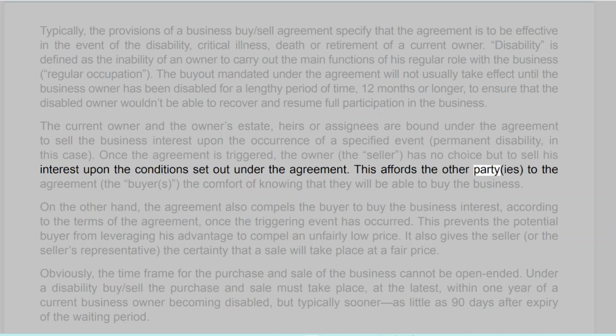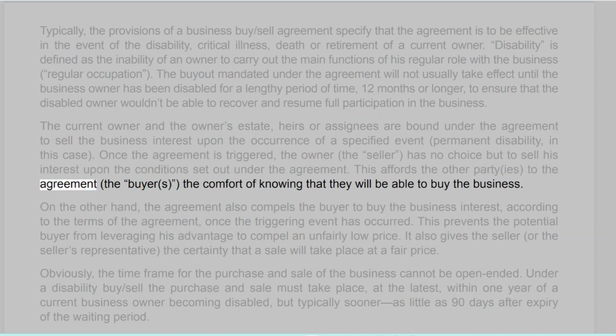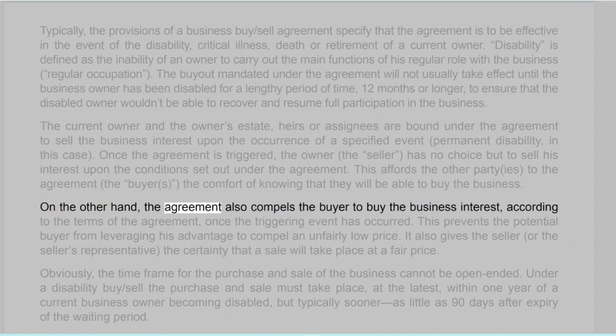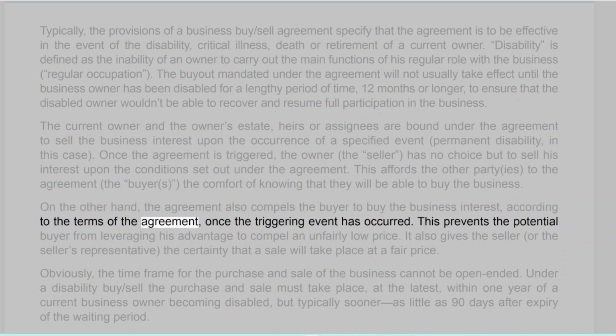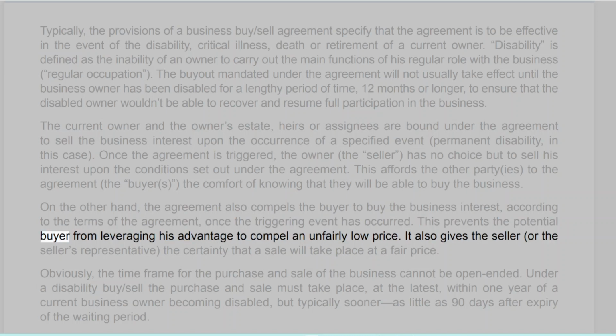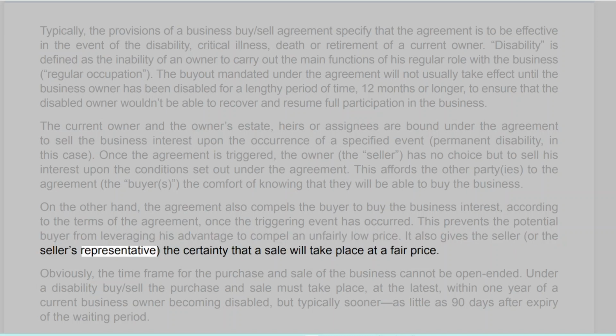This affords the other parties to the agreement, the buyers, the comfort of knowing that they will be able to buy the business. On the other hand, the agreement also compels the buyer to buy the business interest, according to the terms of the agreement, once the triggering event has occurred. This prevents the potential buyer from leveraging his advantage to compel an unfairly low price. It also gives the seller, or the seller's representative, the certainty that a sale will take place at a fair price.